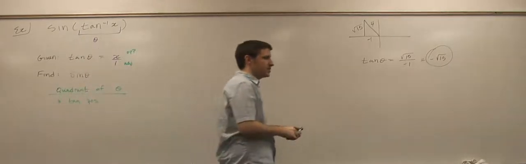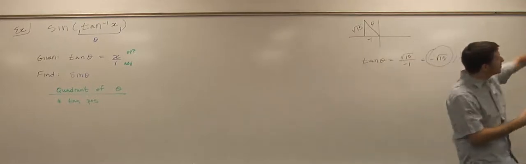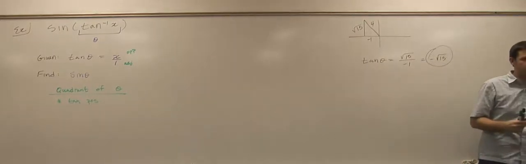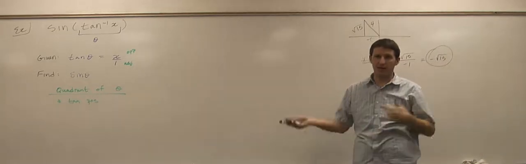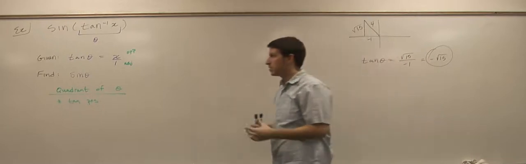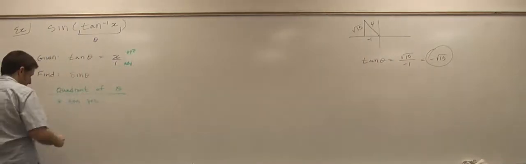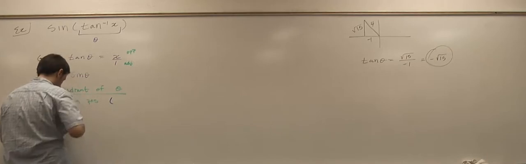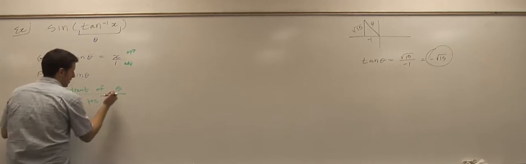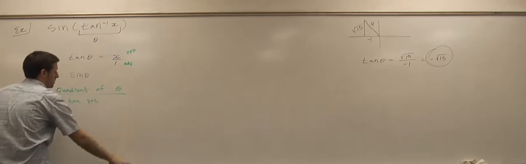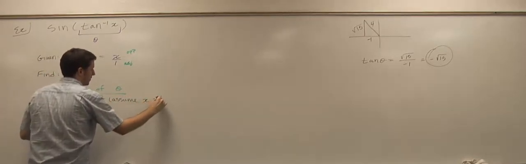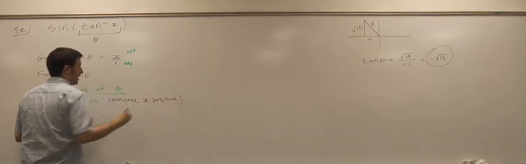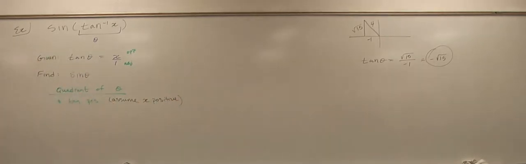Because it says x is positive. It says it in the problem: assume x is positive. If I say assume x is negative, then tangent would be negative and you have a different quadrant situation. So in the problem it said assume x positive. That's how I do this. Tangent is equal to x, and x is 1.